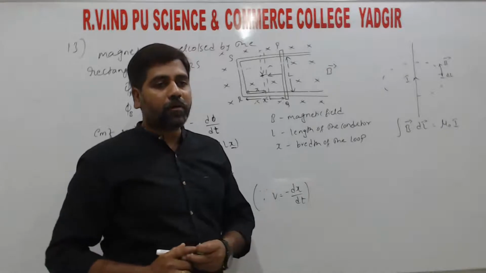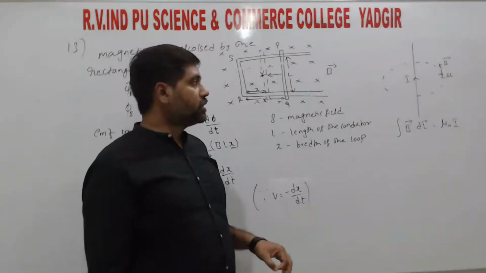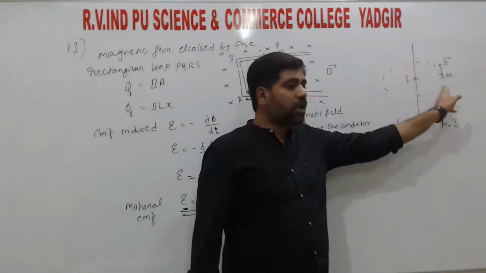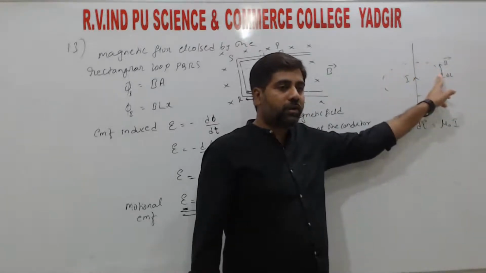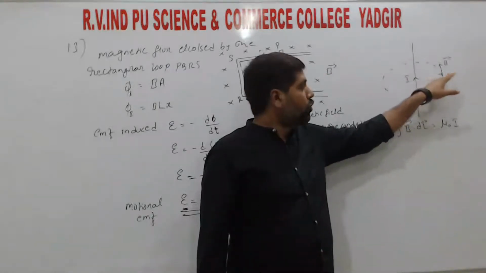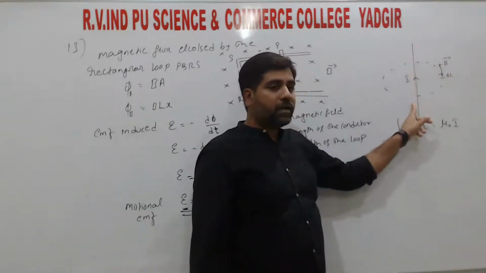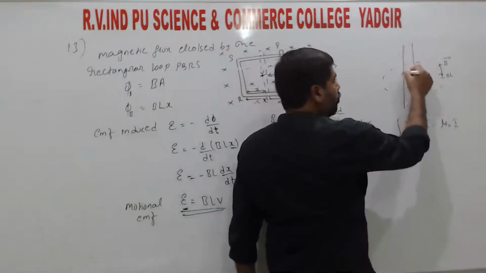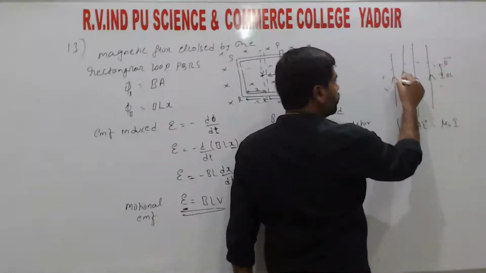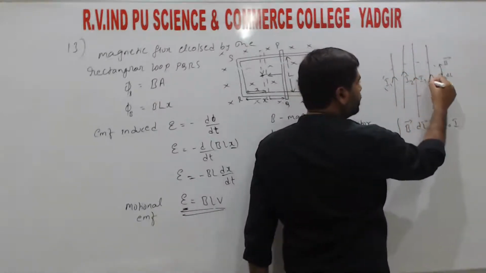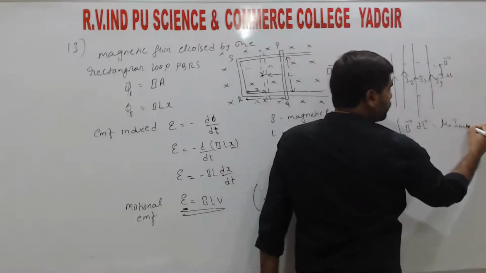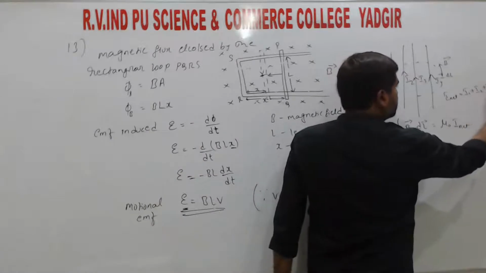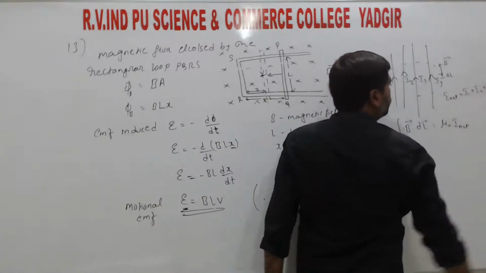So what is the statement of Ampere's circuital law? The statement is: the magnetic field over any closed surface is equal to mu naught times the net current enclosed in the surface. Any amount of current can flow in that surface. If you take I1, I2, I3, I4, then I net is equal to I1 plus I2 plus I3 plus I4.